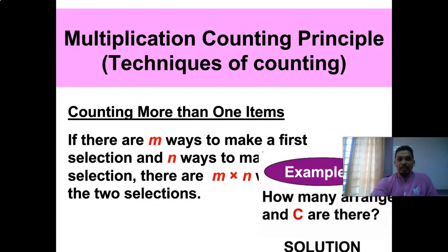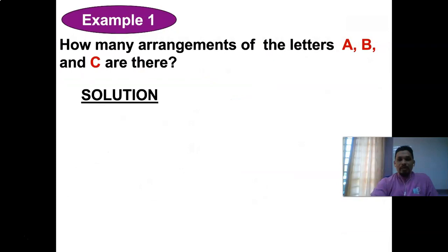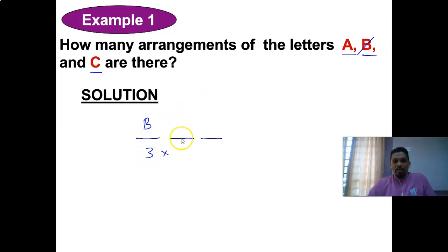So now the multiplication counting principle. How many arrangements of the letters A, B, and C are there? We have the letters A, B, and C. Let's say we have 3 places here. There are 3 choices, or 3 selections, or 3 ways. If I choose one of them, it means I choose the first one out of 3 selections, so we come up with 3. Let's say the first letter is B. For the second place, there are 2 selections, 2 choices, A and C. If I choose C, then finally there's only 1 letter left for 1 place, A. So that is equal to 6.